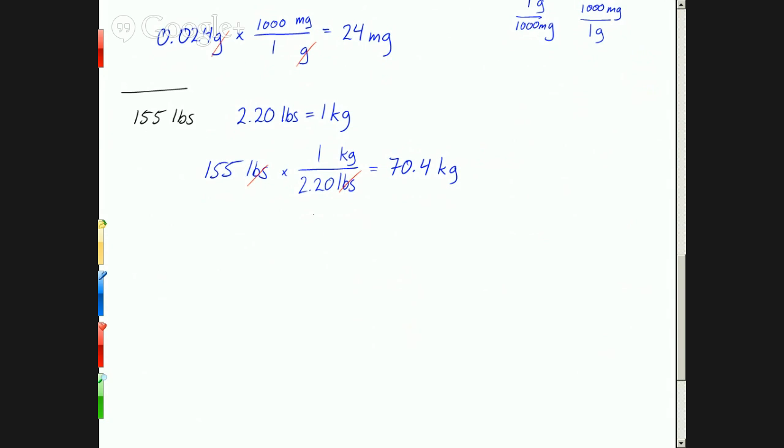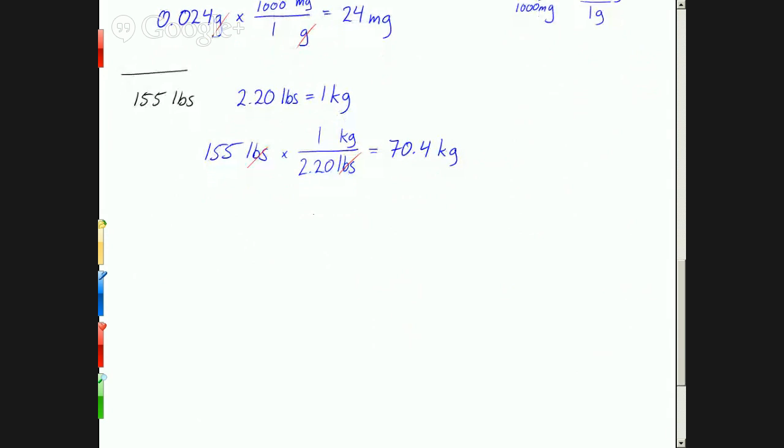So let's try one that's a little bit trickier and see how it goes. So in this case, we're looking at a dialysis unit of water to go through. In fact, we need 75,000 milliliters of distilled water.